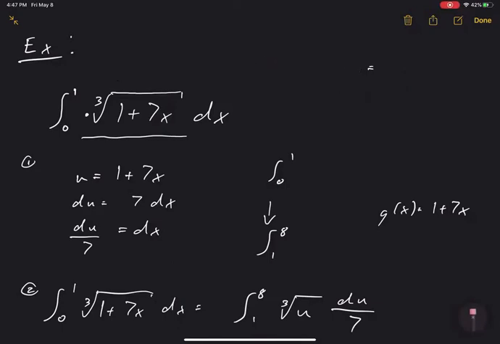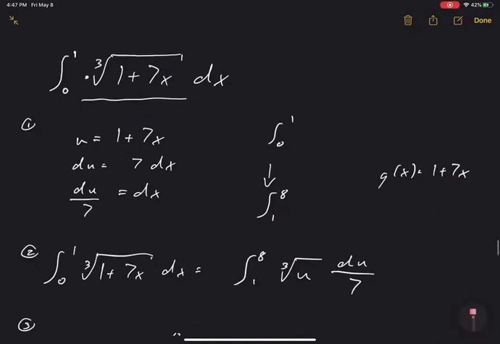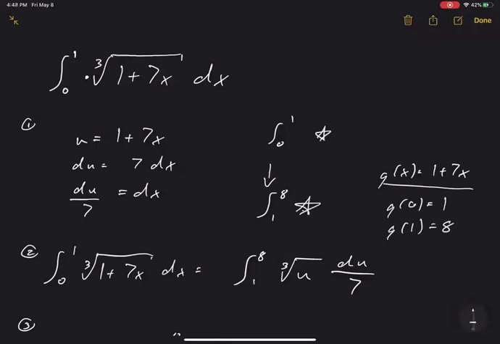So now let's continue through our steps. I'm saying u is going to be my 1 plus 7x. My du is going to be 7 dx. And then solving for dx, I see du over 7 equals dx. How would my bounds change? Well, remember my g of x is 1 plus 7x. So if my original bounds are 0 to 1, I want my new bounds to be g of 0 and g of 1. Well, what's g of 0? Plug in 0 into g of x, I would get 1. What's g of 1? Plug in 1, I would get 8. So my new bound should be 1 to 8.